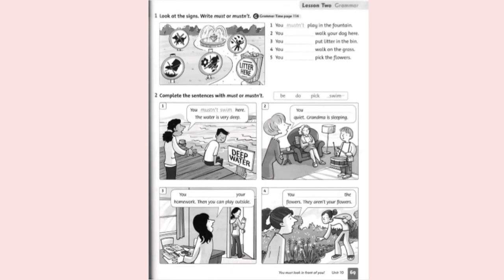Part 3, look again. I think this is almost the same with the previous task in your class book. Write must or mustn't. Okay. And then the last one is complete the sentence with must and mustn't again. And then you have to add with the words in the word bank here. Be, do, pick, and swim. Okay, so good luck for these exercises.